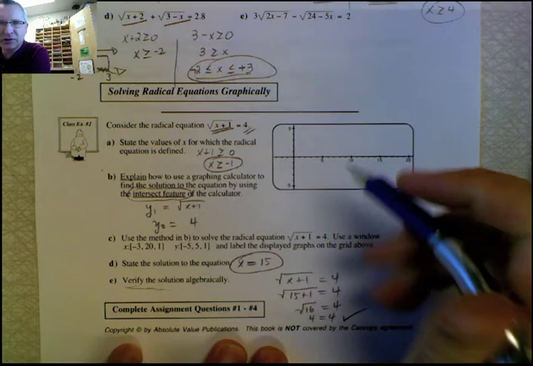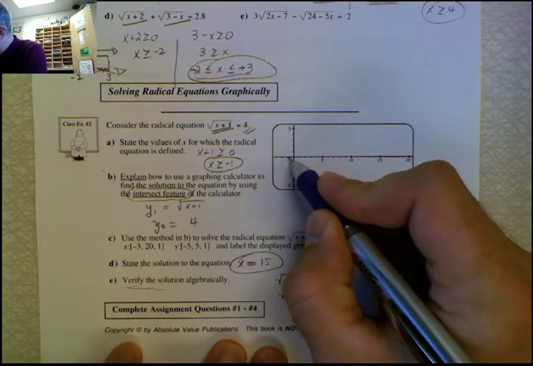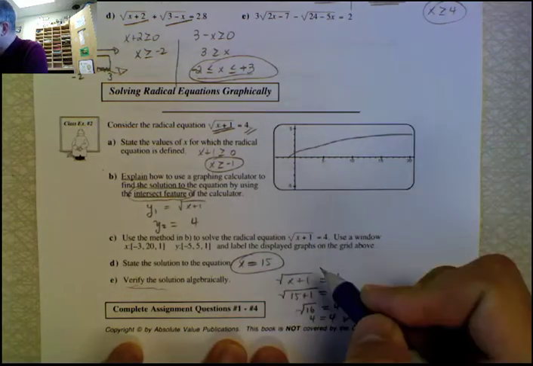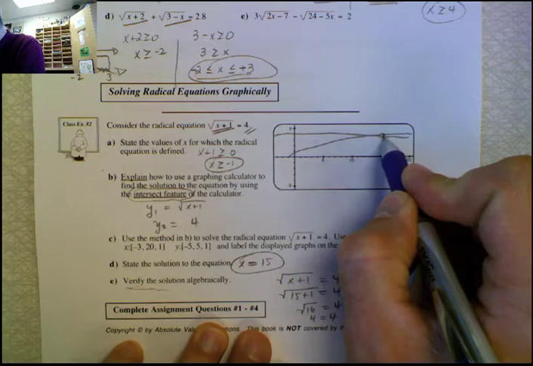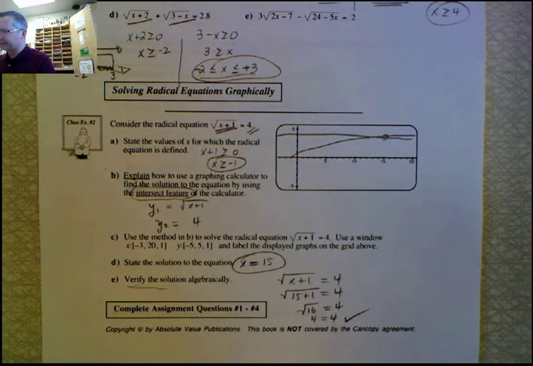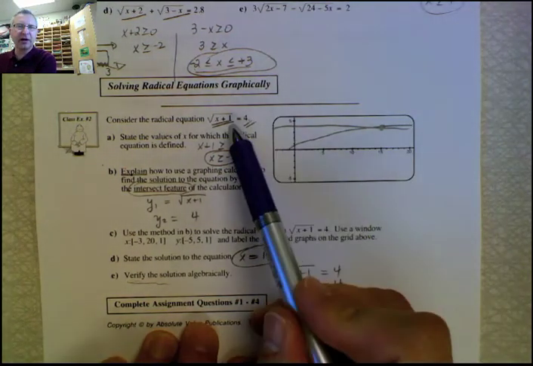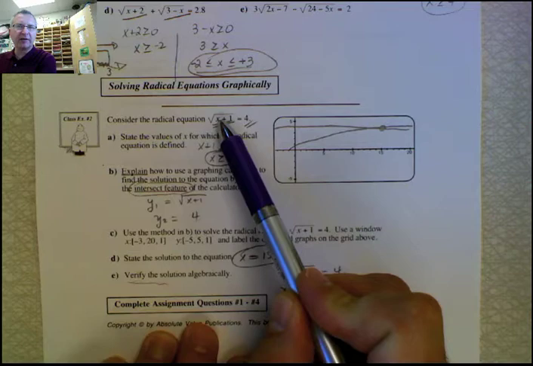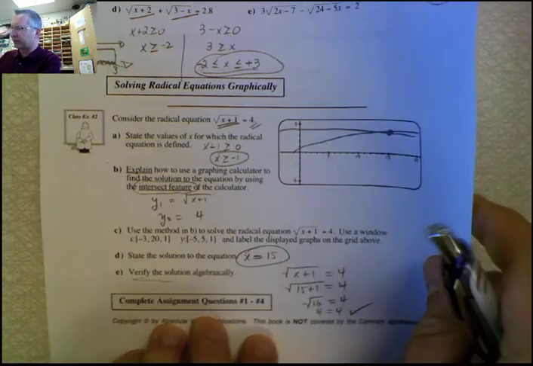If we draw a picture in this grid of what we're actually looking at, this and that, we're finding the point of intersection in this question. So basically, to solve something graphically, you just graph the left side and graph the right side and you find the point of intersection. That's all there is to it.